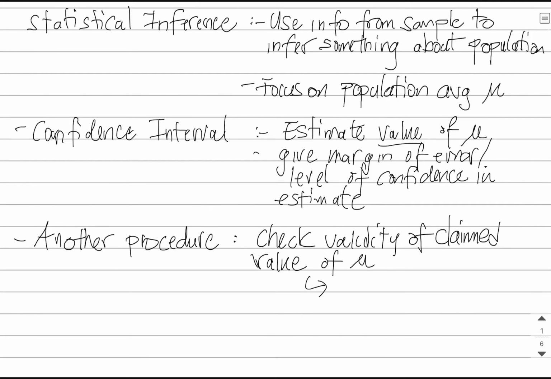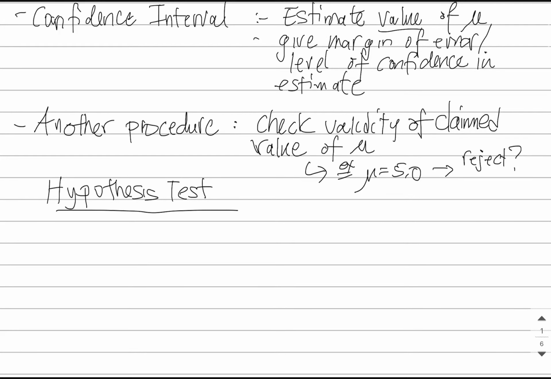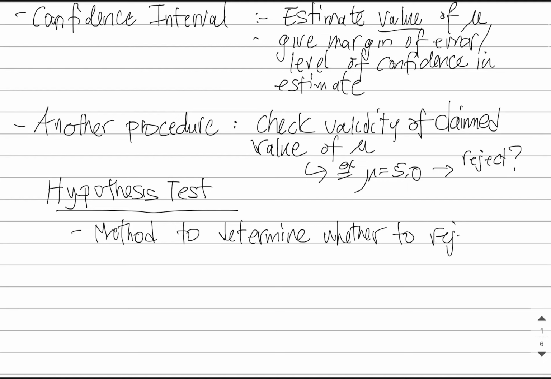So for example, somebody could claim, well, I think the population average is 5. Should I reject this claim or not? And this type of test, this type of procedure is known as a hypothesis test. Hypothesis test is essentially a statistical method to determine whether or not we should reject a claimed value of mu. And it's not just some arbitrary test. It depends on what we call evidence or statistical evidence.